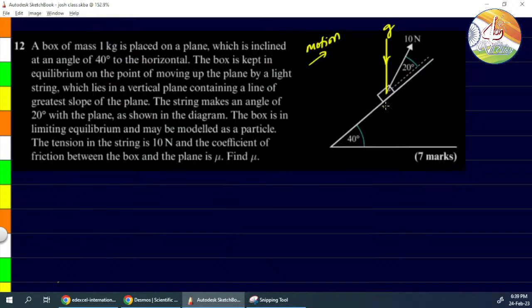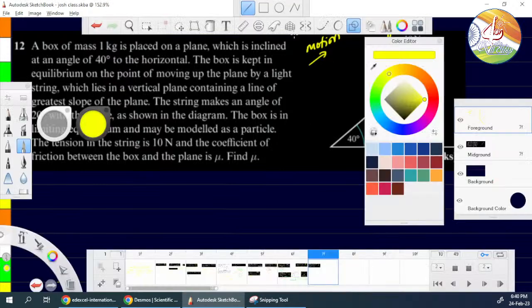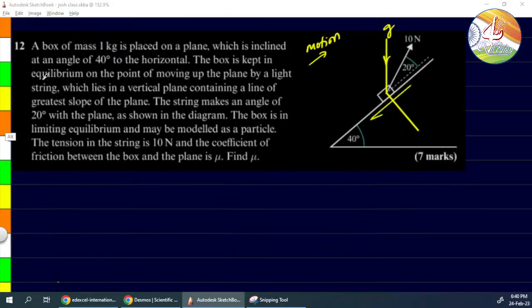Tension will be in what direction? Tension will be in the downward direction, right? Then the normal reaction will be like this. Any other force acting? Tension is 10. That's it. We have to find the value of mu. Ready?